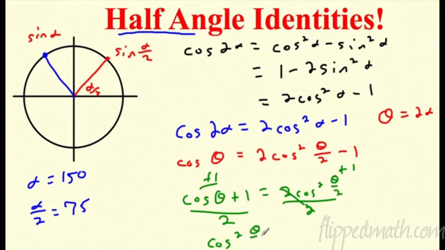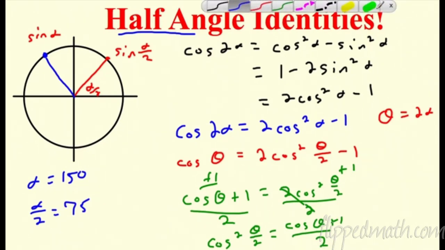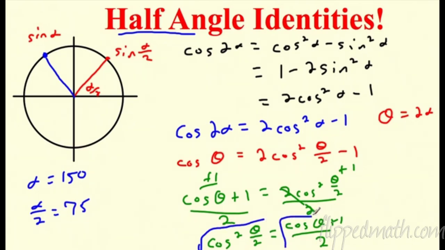Cosine squared theta over 2 equals cosine theta plus 1 over 2. What's the last thing I have to do here? Well, I don't want cosine squared, I want cosine, so I'm going to have to square root both sides of this. Once I do that, the square will cancel.